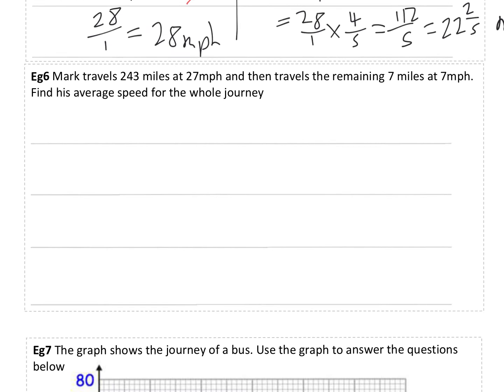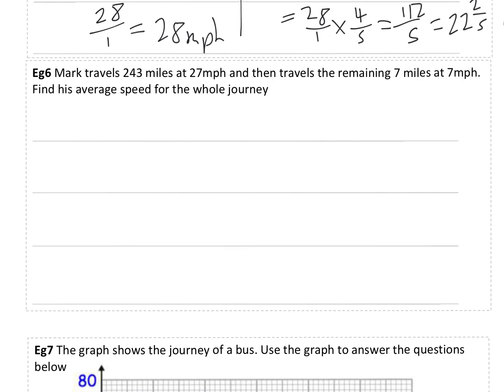Example 6. Mark travels 243 miles at 27 miles per hour, and then travels the remaining 7 miles at 7 miles per hour. Find his average speed for the whole journey. Well, the journey is broken up into 2 parts, so let's look at the 2 parts separately. What we need is the total distance and the total time, because his average speed is the total distance divided by the total time. So for the first part of the journey, we've got the distance, but we haven't got the time it takes for that.